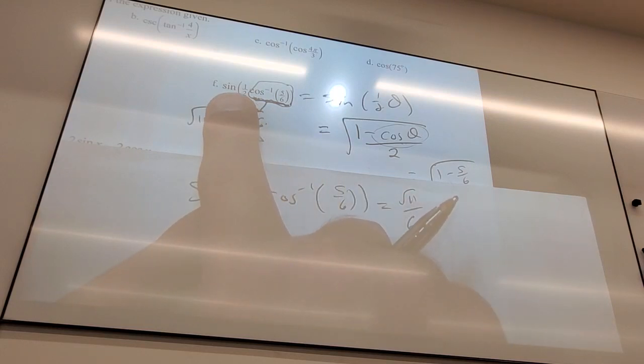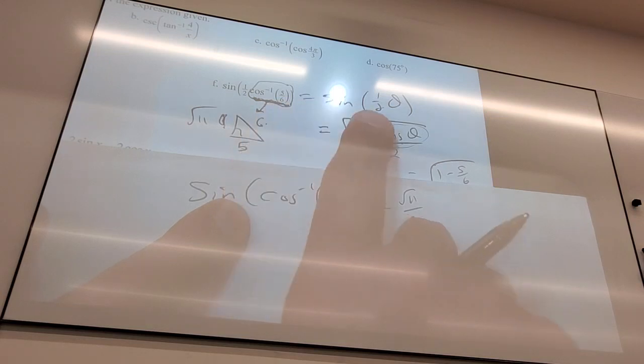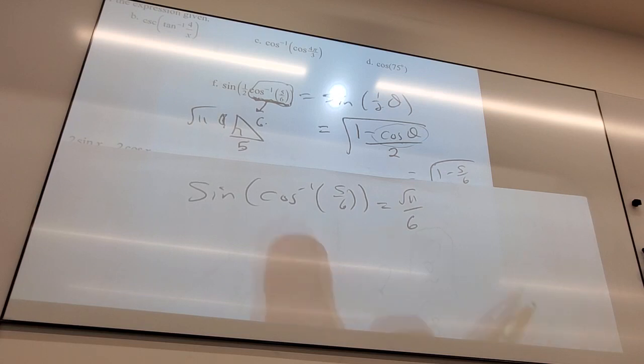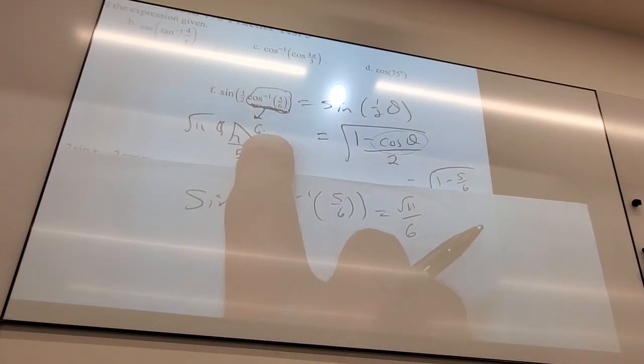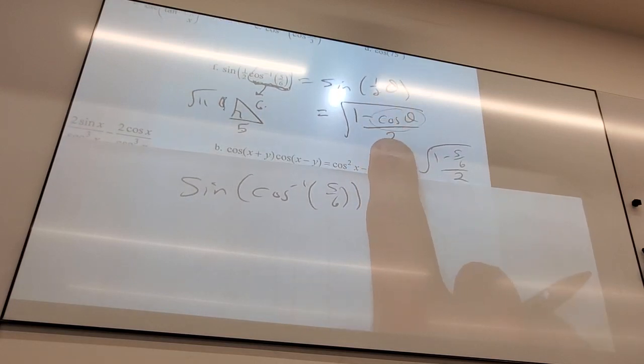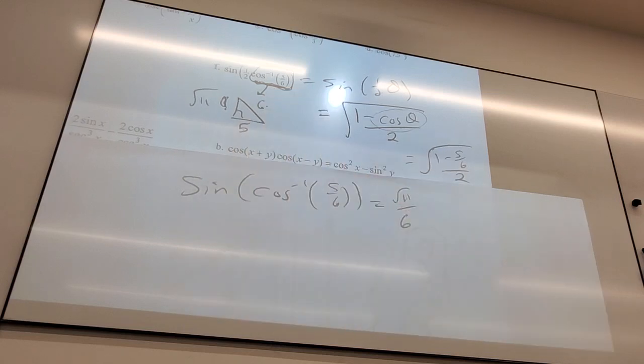But this is asking for the sine of half of that angle. So I use an identity, because I don't know what half of the angle is. I know the cosine of the angle is 5/6. So I use an identity, and all it needs is cosine, and cosine I basically already know is 5/6.